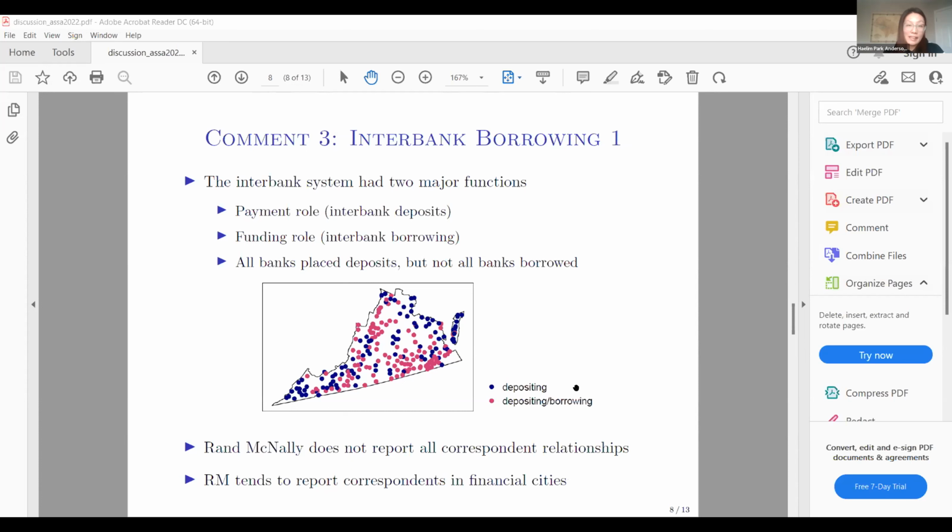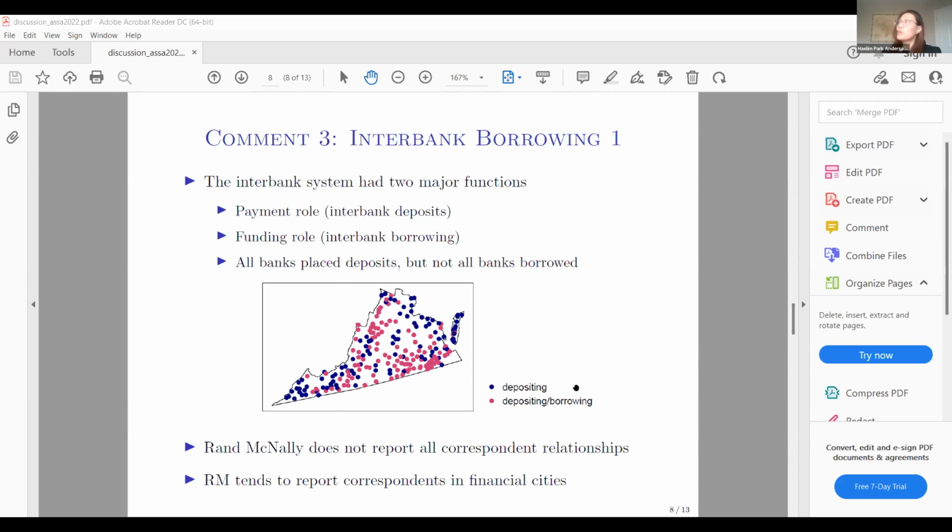And when you look at the interbank network, there are two functions. One's the payment function, which is the interbank deposits. And the other one's the funding role, which is that you are borrowing. So if you are a Fed member, you would borrow from the Fed or other banks. If you're a non-member, you mainly borrow from the member bank. So in my recent work in Virginia, I actually mapped those two types of relationships together.